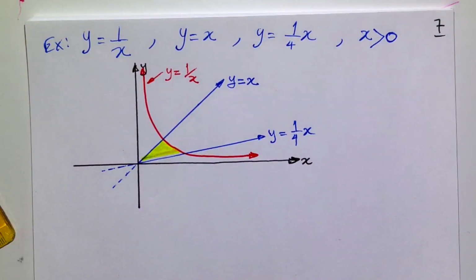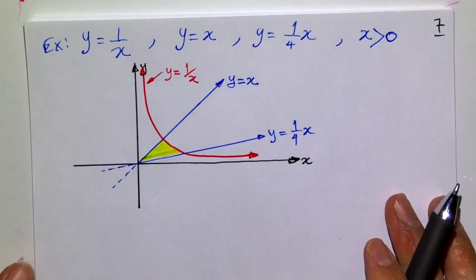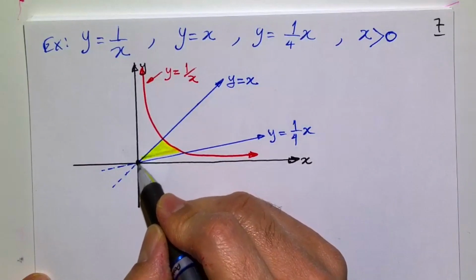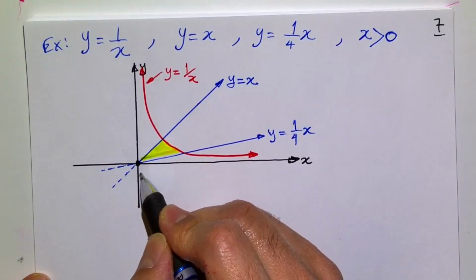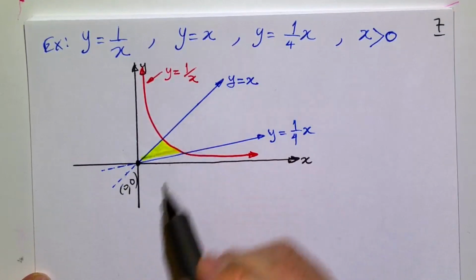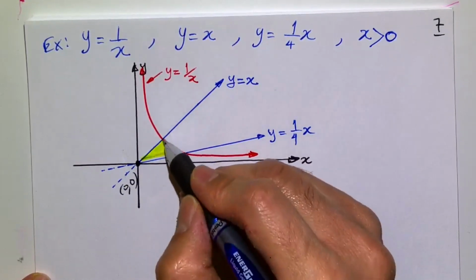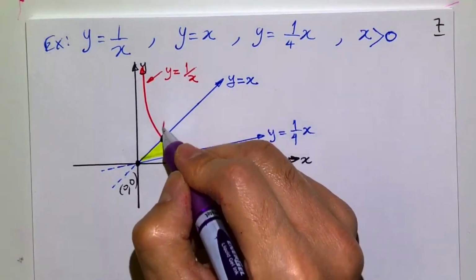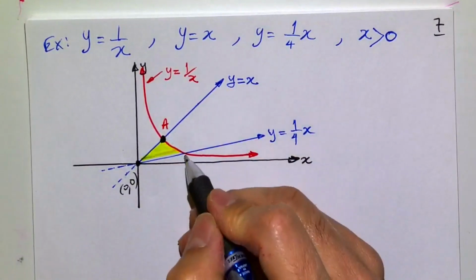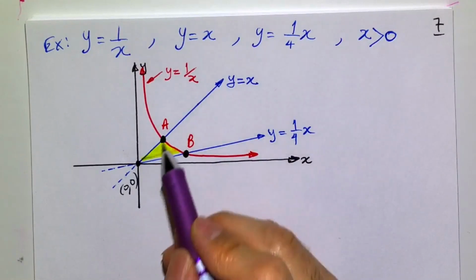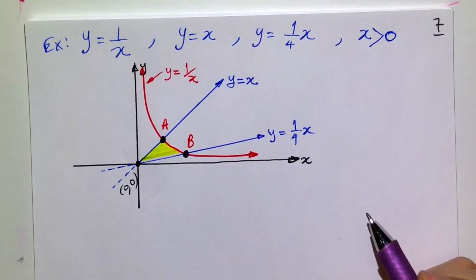Okay, so now here's the thing. We start from here, which is 0, 0, that point. And then we have this point of intersection. Let's call it A. And then we have another point of intersection here, and that is B. Let's call it B. Point A and point B.